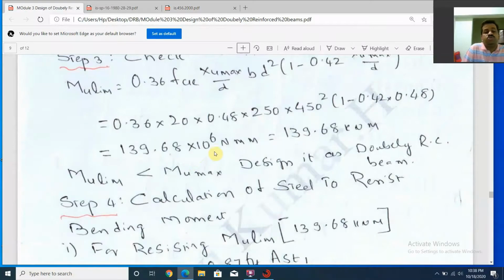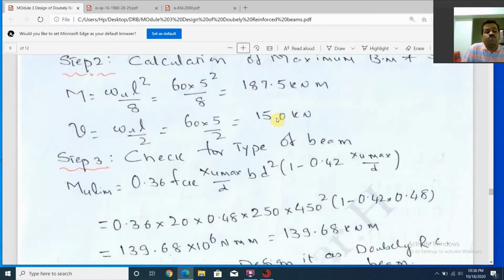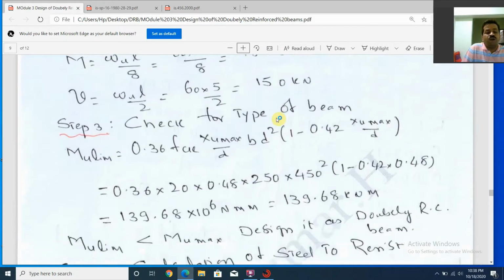Convert into kilonewton meter. Divide by 10 to the power of 3 for Newton to kilonewton, and mm to meter, divide by 10 to the power of 3. So the total will be divided by 10 to the power of 6. Hence 10 to the power of 6 and 10 to the power of 6 get cancelled. So you would get 139.68 kilonewton meter. Whereas the Mu here in the problem is equal to 187.5.